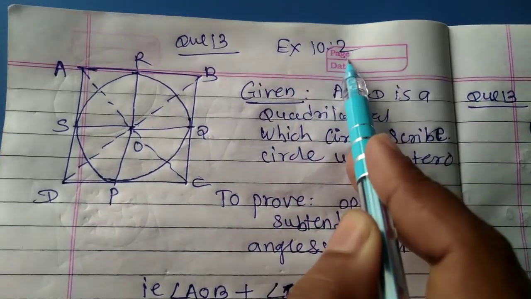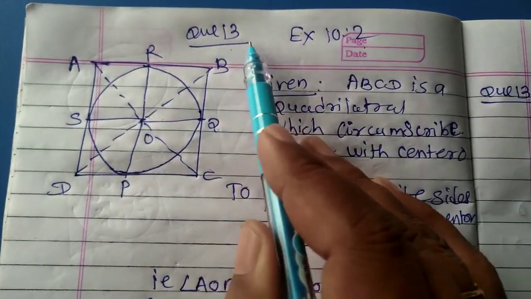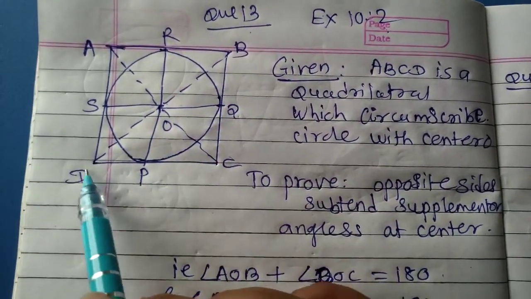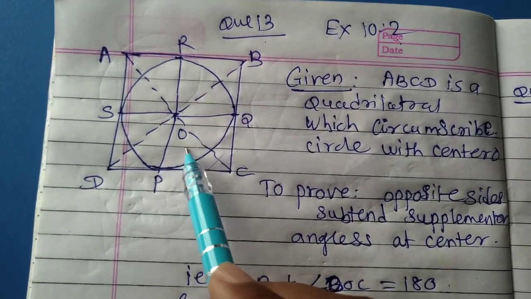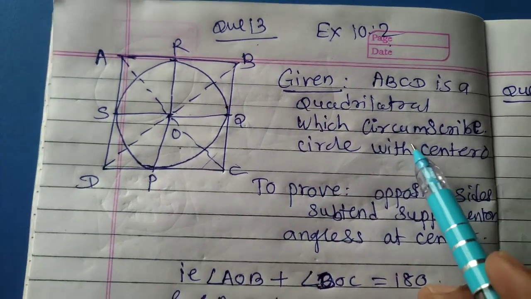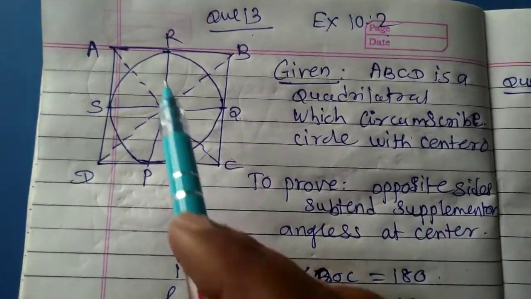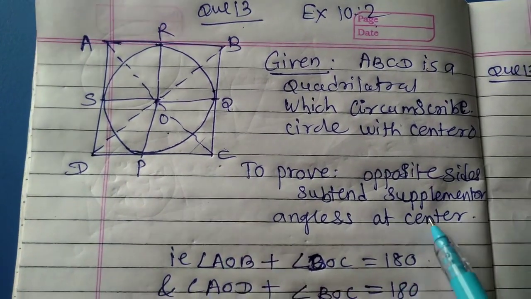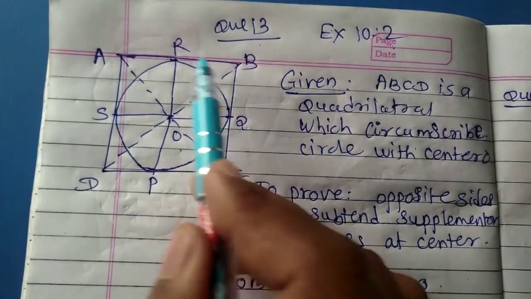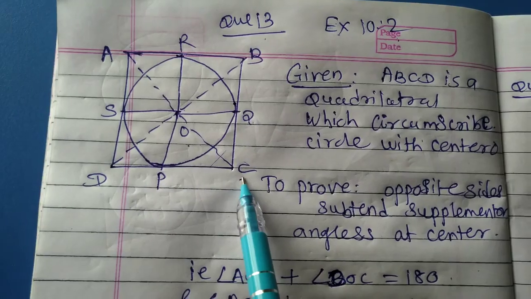Now exercise 10.2 question number 13, which is the last question. Quadrilateral ABCD is given. That quadrilateral circumscribes a circle with center O. This is given, and we have to show that opposite sides of this quadrilateral subtend supplementary angles at the center. Means AB and DC, these are the opposite sides.